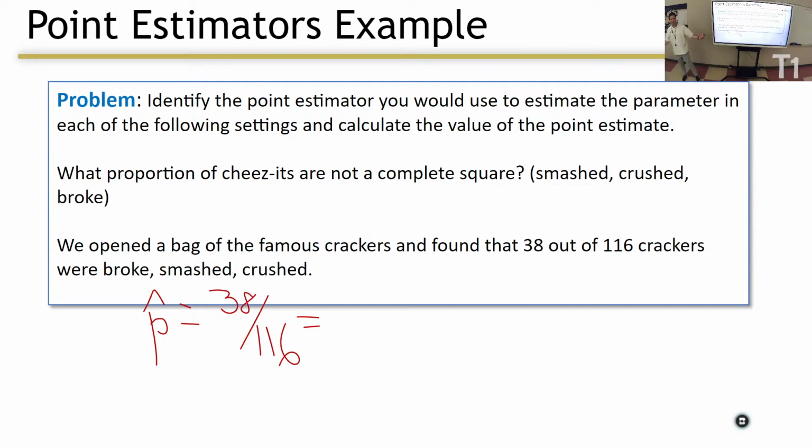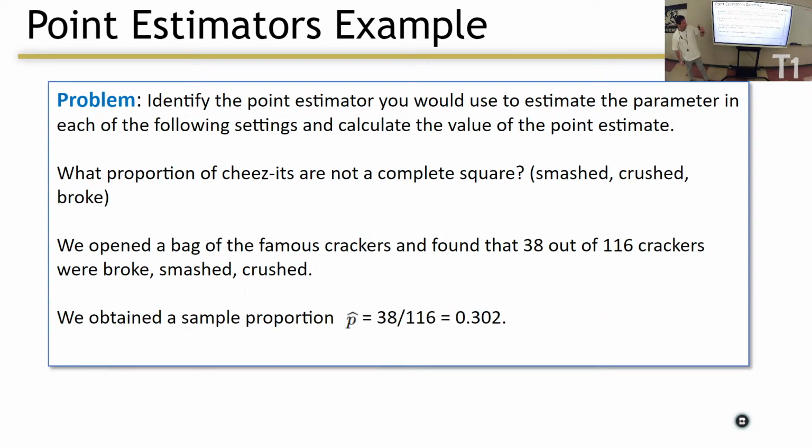Most of the time, we turn things into decimals just because it means something to us. I mean, most of us can figure out what that is, but it doesn't mean a whole lot to us until I turn it into 30%. And now I can understand, okay, 30 out of every 100 is going to be crushed. Good enough with that? Any questions? So that's what we're going to start with.